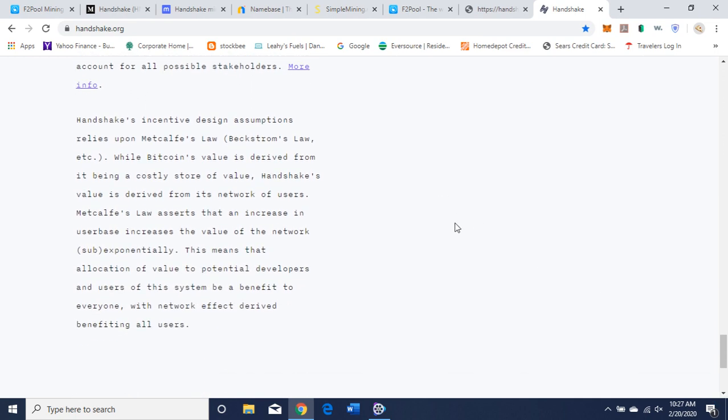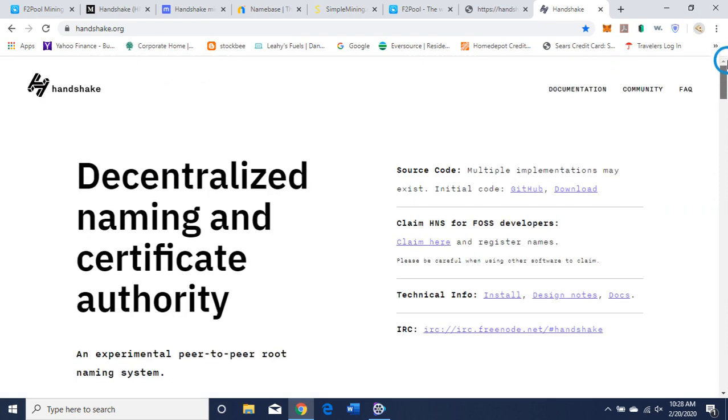Handshake's incentive design assumptions rely upon Metcalfe's law. While Bitcoin's value is derived from it being a costly store of value, Handshake's value is derived from its network of users. Metcalfe's law asserts that an increase in user base increases the value of the network exponentially. This means that allocation of value to potential developers and users of this system would be a benefit to everyone, with network effects benefiting all users. So I'm going to move on.